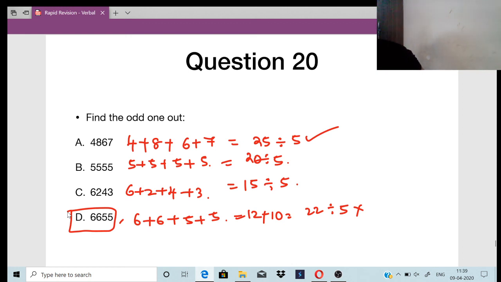Okay, it is option D. So the answers are D, A, D, B, D, B, D. Okay, so Raji, how did you get it as B? You guys tell me, the people who got A and B, why did you get A or B? See, actually, this B option and D option both get divided by 5. And you cannot take out one odd one out here, right? You cannot take out one odd one out.